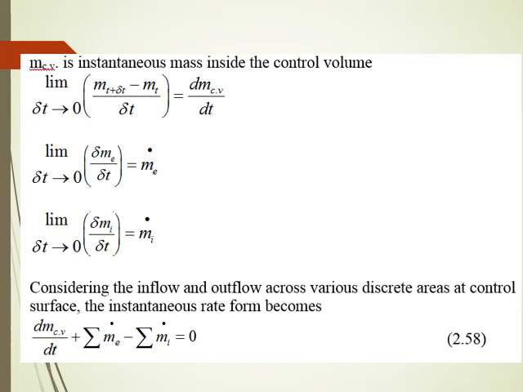And similar is the case for the outflow streams also. There may be various discrete areas through which the stream may be going out. So that is why we have put the summation sign for that. So basically, this equation shown in the last is dealing with the conservation of mass, and that is why it is known as the continuity equation. This form is sufficient, but sometimes the continuity equation is written in terms of local fluid properties, which we will discuss in the subsequent slide.